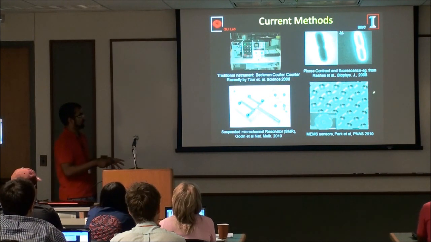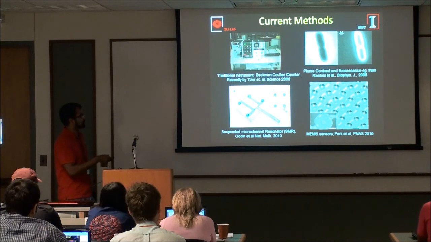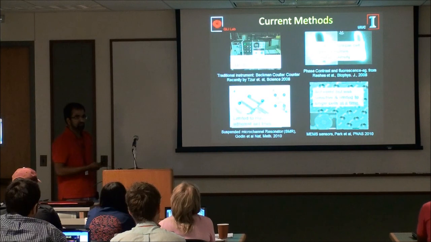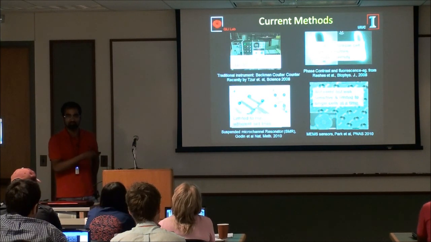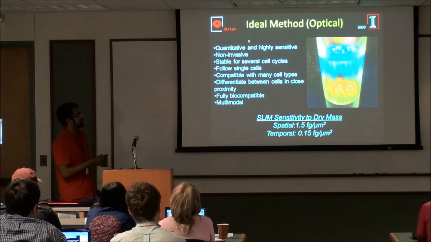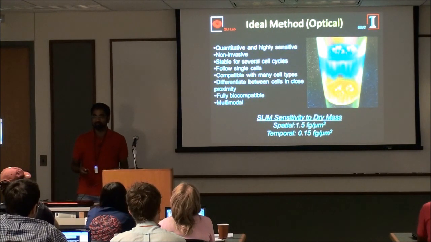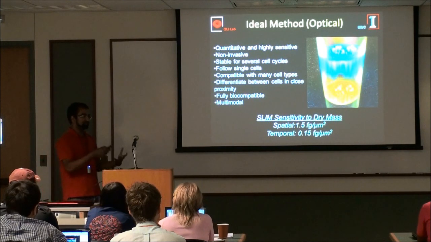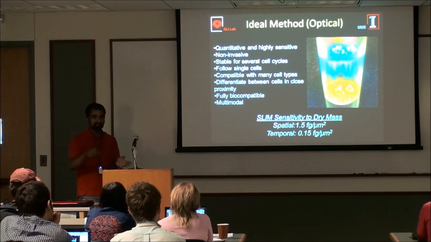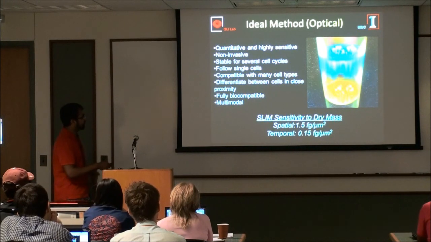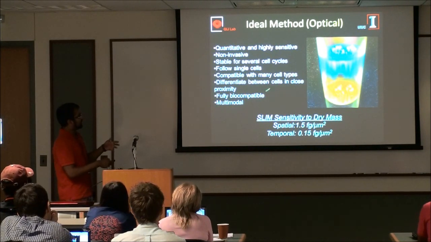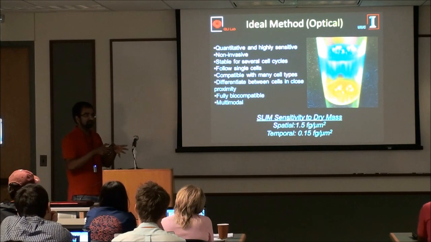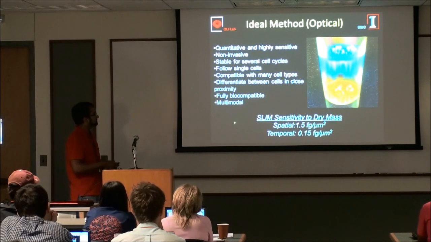They can look at, and the sensitivity is actually decreased as compared to this method. So even in these papers, if you read through them, in the introduction, they usually mention that the ideal method would be an optical method, in which we're minimally invasive, and we can follow cells and their progeny over several generations, and actually be able to look at different cell types and not mess with their microenvironment too much.